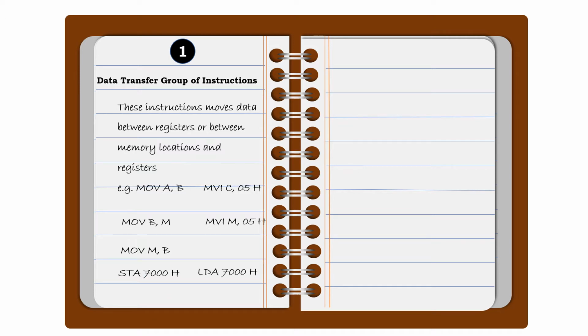LDA is the opposite of STA. In LDA we are not moving data; the data located at the memory location is copied to the accumulator. So whatever data is at location 7000 will be loaded to the accumulator. Here also data is copied from the memory location to the accumulator, so it is also a data transfer group instruction.